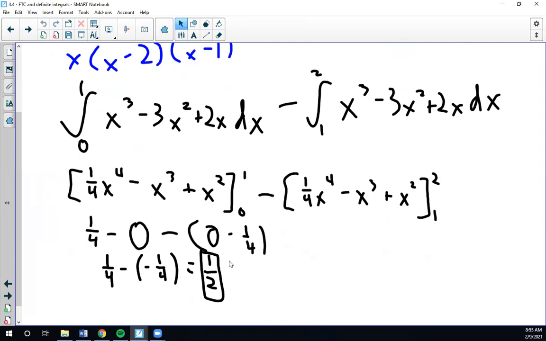Which doesn't mean that there's no area. It means that the area below the x-axis is the same as the area above the x-axis. And if we're looking at the net area, it's canceling itself out. So if I had just taken the integral from 0 to 2 here, I would have gotten 0. That's the net area. The total area is 1/2. All right, any questions on that?